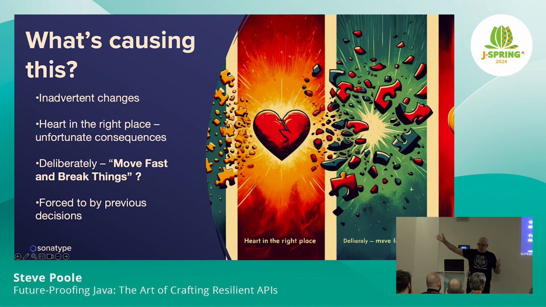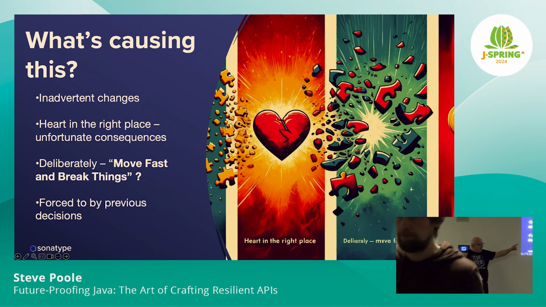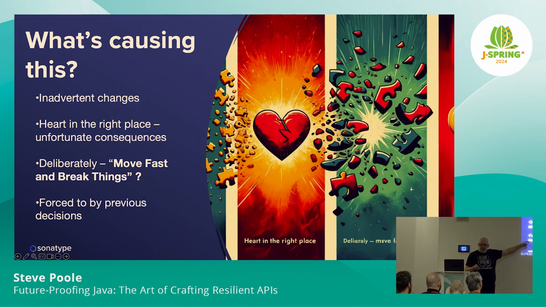And then there's the deliberate stuff, those people who sign up to move fast and break things, who go, it's not my problem that you're broken, it's your problem, right? And then the common one, the thing that you're probably all going to recognize is you made some wrong decisions. You didn't know they were wrong decisions, design changes, now you've got to deal with it. So what are we going to do? Okay.